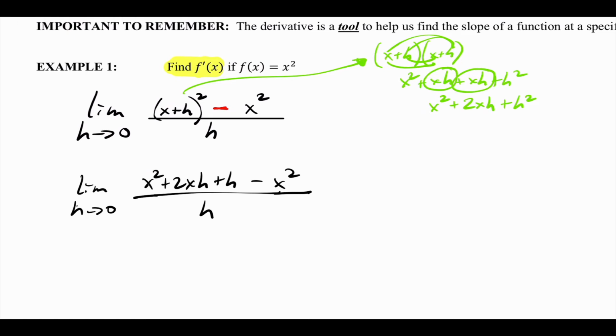Combine like terms. x squared minus x squared is gone, right? So what's left? The limit as h approaches 0. Now I have 2xh plus h squared over h. Plug it in now. Let's see. Plug and chug, see what you get. What do we get when we plug in 0 for h? 0 over 0 still, right? We still got work left to do.